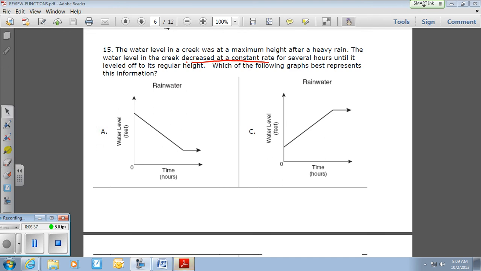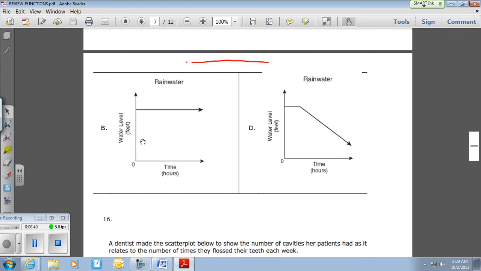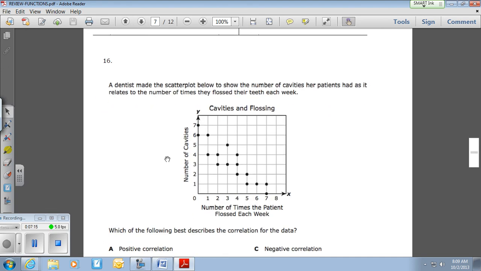Let's look at our other graphs. Letter B says it is at a high rate and just stays there. There's no decrease or increase. And then letter D says it was steady at a very high level and then decreased at a constant rate. So it doesn't exactly match. So our answer is going to be A, because that matches the scenario to the T. Just make sure you read it over and over again, look at all your graph choices, and see which one is the best representation of your scenario.